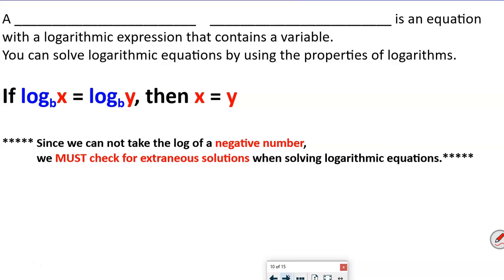So now on the back, now we're going to talk about a logarithmic equation. It's an equation with a logarithmic expression that contains a variable. So we're going to write logarithmic equation here. So you can solve logarithmic equations by using the properties of logarithm. So if log base b of x equals log base b of y, then x equals y. So notice that these have the same basis. Also keep in mind, since we cannot take the log of a negative number, we must check for extraneous solutions when solving logarithmic equations, okay?